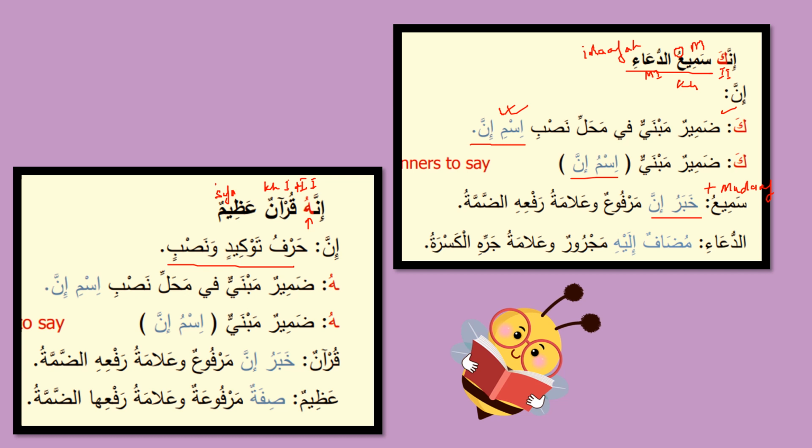So let's do the i'rab. Inna harf tawqeed wa nasb. The damir attached with it is ism inna, as you can say ism inna for the beginners, and Qur'an is khabar inna. After the ism inna will be khabar inna, and it is always in marfu' case with dhamma. Azim is sifa following the Qur'an, marfu'un wa alamatu raf'ihi ad-dhammatu, with the dhamma.